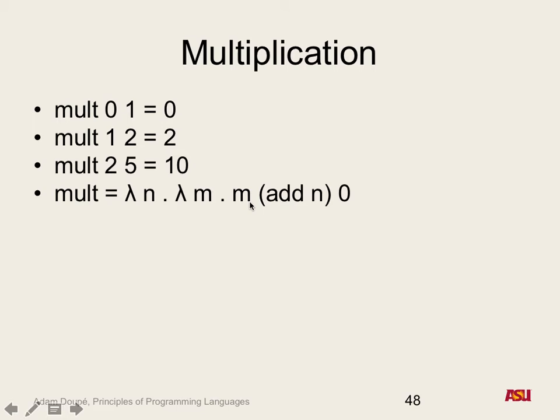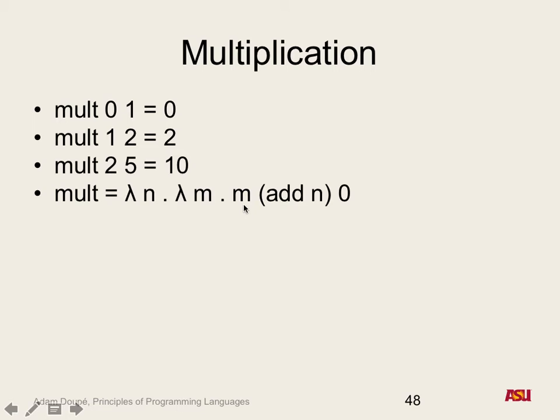And so M do essentially, so what's this inner thing going to return? M in terms. So this will add N, which will return a function that will add N to whatever its first argument is.